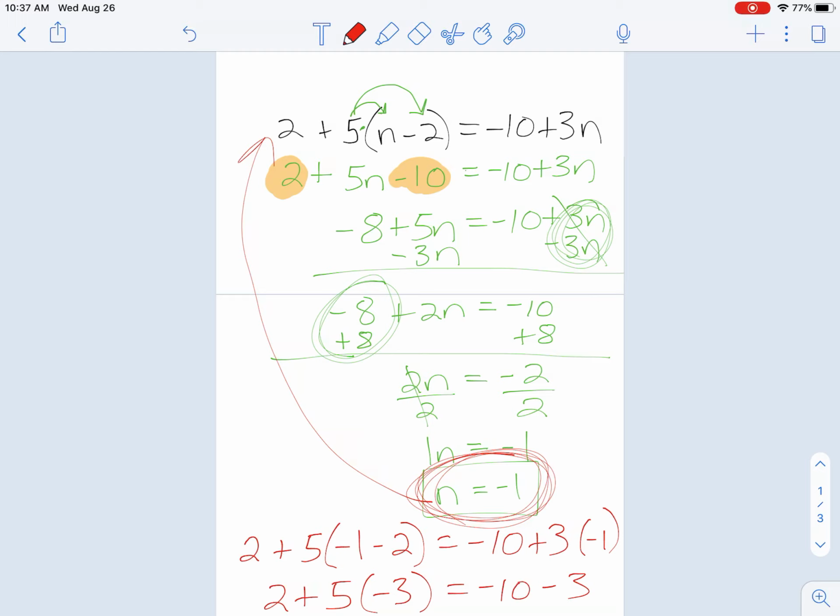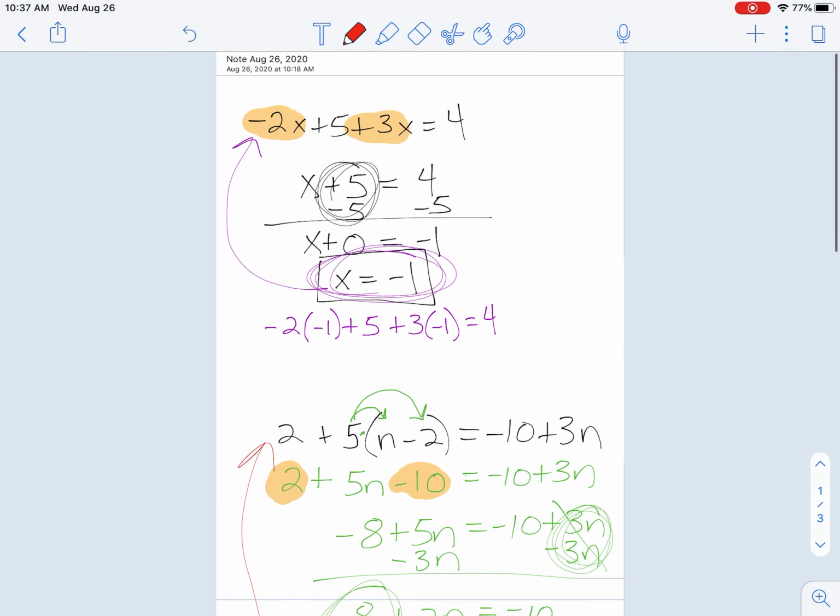You don't have to do the check on paper. You could just do the check in your calculator if you're comfortable with that. But I do want to see all of these steps on your quiz so that I can see what you're understanding and where you're making those mistakes so that I can try to help you with those.